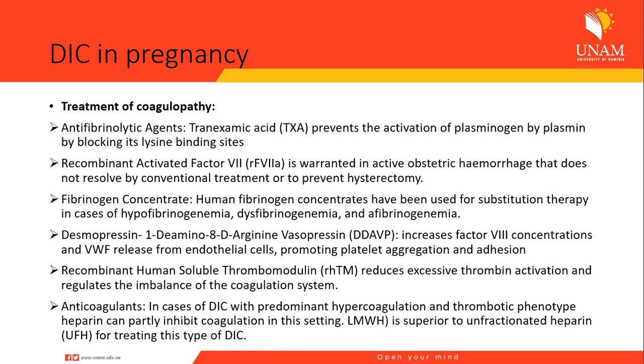Recombinant human soluble thrombomodulin has also been tried, and what it does is help to reduce excessive thrombin activation and regulate the imbalance of the coagulation system that is commonly seen in DIC. When DIC has a predominant hypercoagulation, anticoagulants like low molecular weight heparin can be used in this scenario. But it's important to know that low molecular weight heparin is superior to unfractionated heparin in this management.